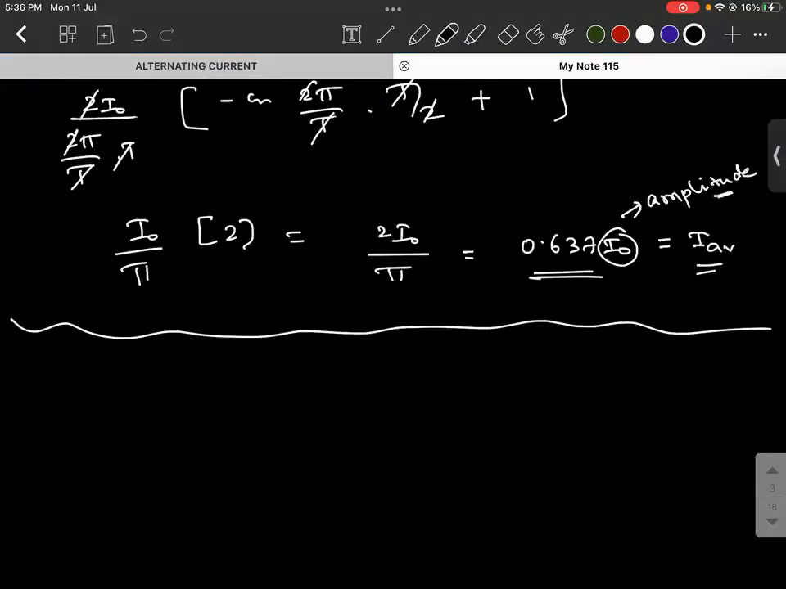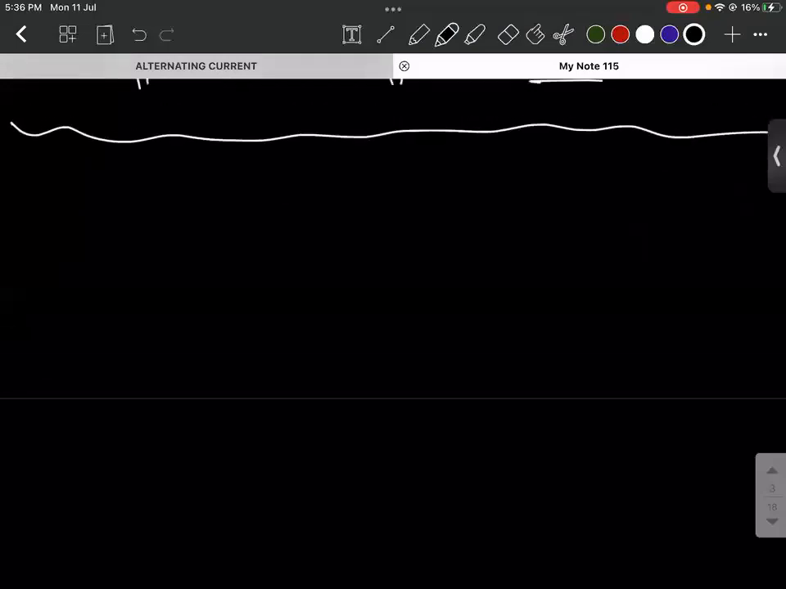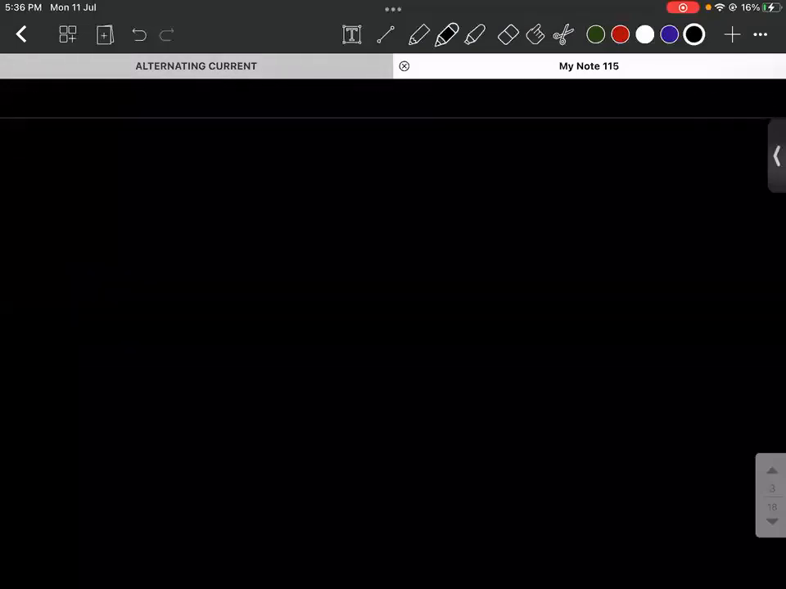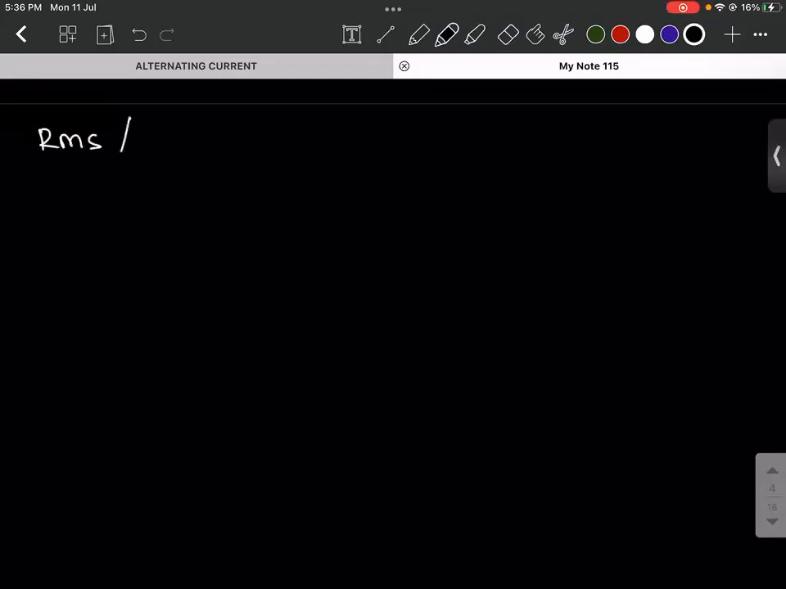Okay, in physics, whether you put the subscript 0 or not, that value will generally be amplitude. Now the next question is about finding another value called RMS or virtual or effective value of AC. I repeat, it's called RMS or virtual or effective. All three mean the same.